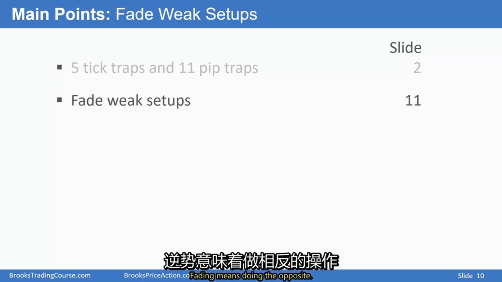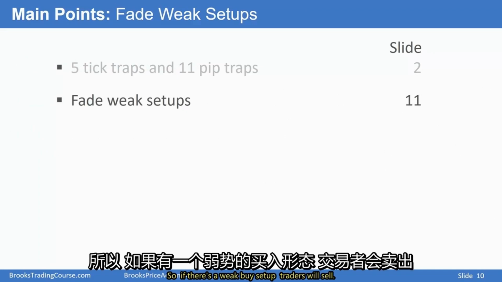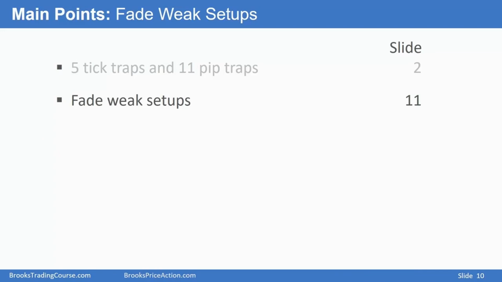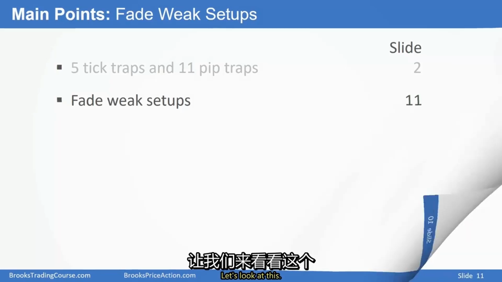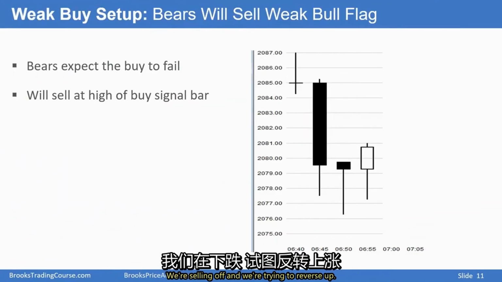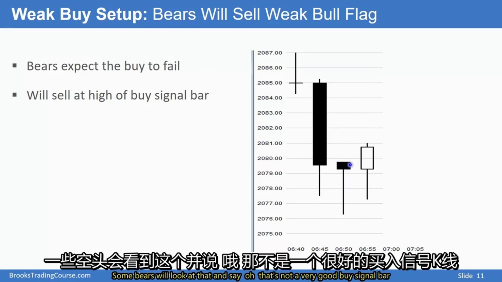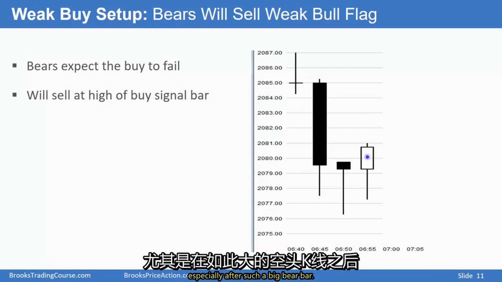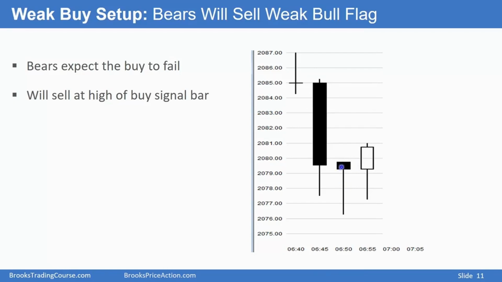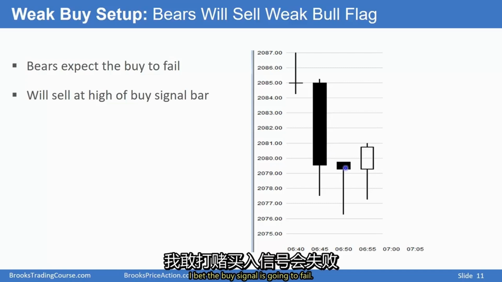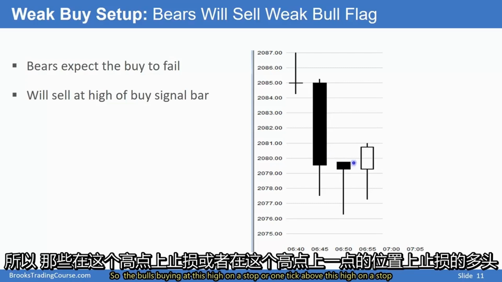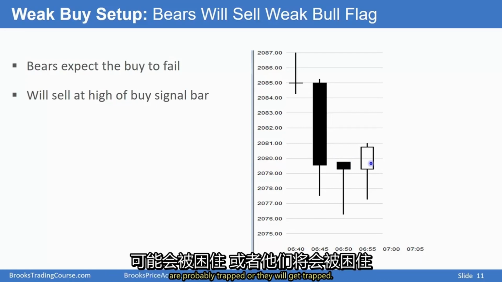I want to talk a little bit about fading weak setups. Fading means doing the opposite. So if there's a weak buy setup, traders will sell. Let's look at this. We're selling off and we're trying to reverse up. Some bears will look at that and say, oh, that's not a very good buy signal bar, especially after such a big bear bar, I bet the buy signal is going to fail. So the bulls buying at this high on a stop, or one tick above this high on a stop, are probably trapped, or they will get trapped.